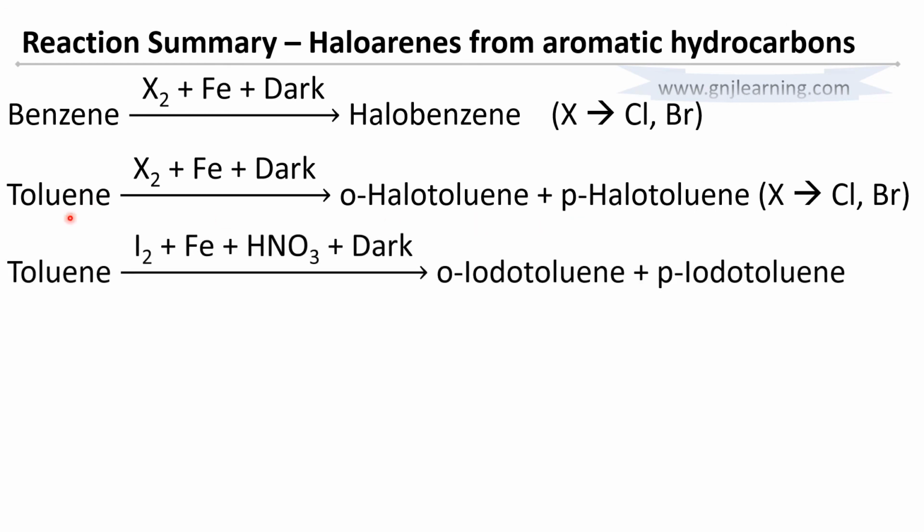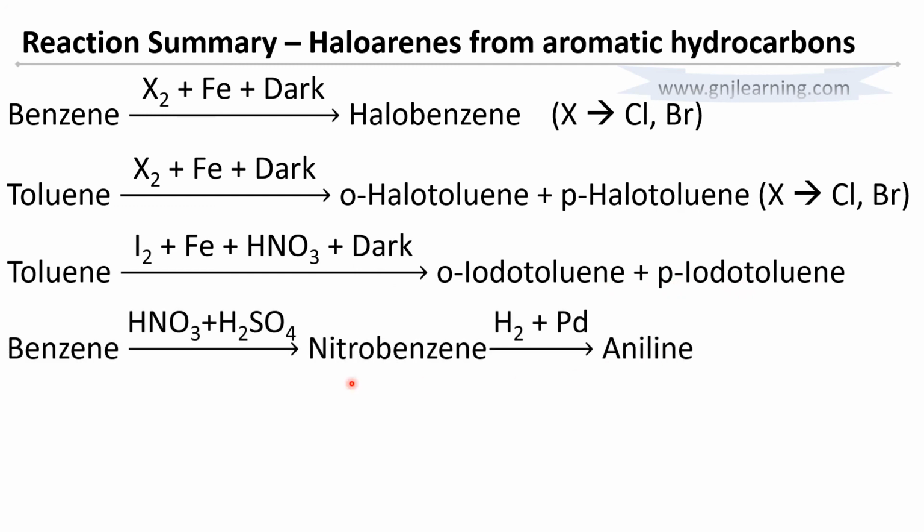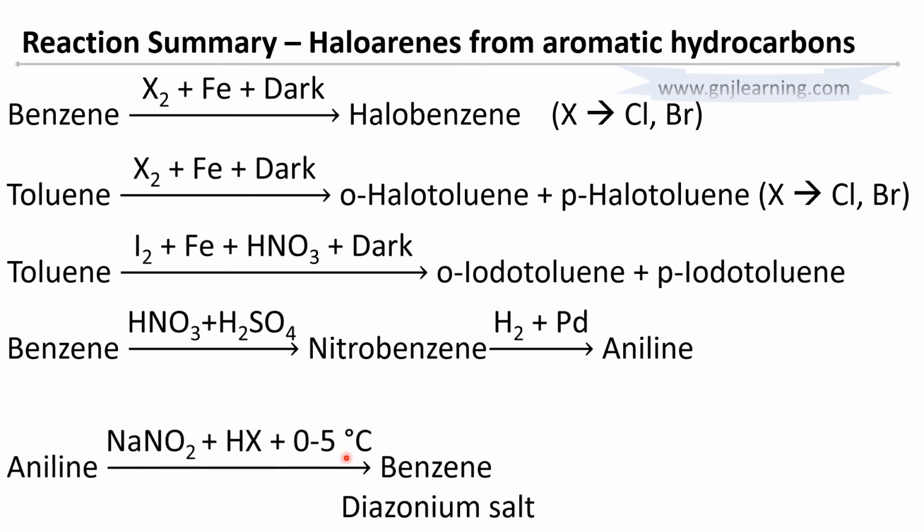Clear. Next, if I want iodo, then iodine must be supplemented with an oxidizing agent, either HNO3 or HIO3, that is, nitric acid or iodic acid. I will get ortho-iodotoluene and para-iodotoluene. Clear. Now Sandmeyer's reaction requires aniline. So benzene is first nitrated to nitrobenzene, which is reduced to aniline. This aniline is treated with nitrous acid to give benzene diazonium chloride.